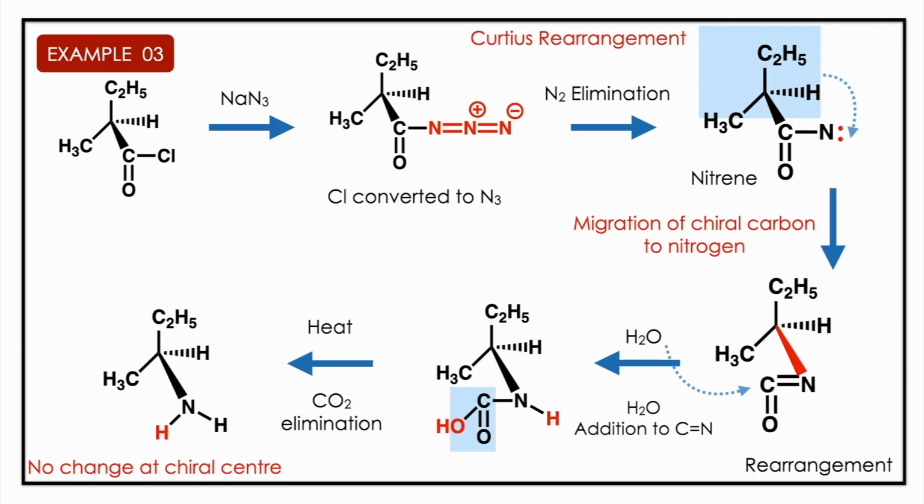Isocyanate is unstable. If you add water, meaning H and OH add in the CN bond, which leads to the CO2 elimination. Many heteroatoms on the carbon is unstable. CO2 eliminates. You end up with amine. This problem is interesting because the starting material stays with the same configuration as the product. So the retention of configuration happens. So in the Curtius rearrangement, there is no change in the chiral center.